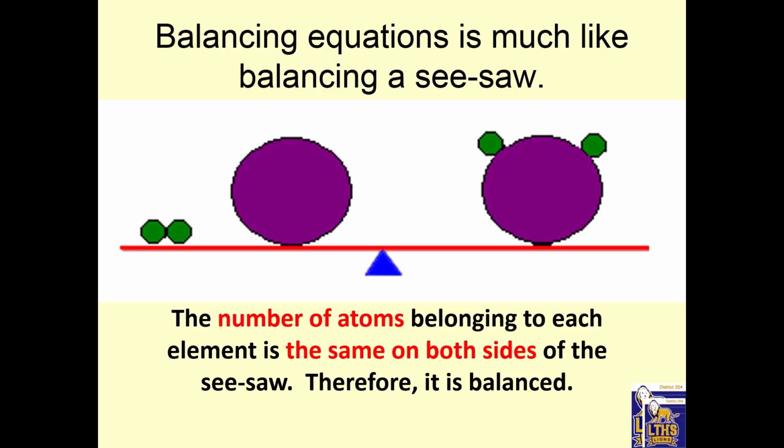Here's a visual of it. It's like a seesaw, right? We have a purple element and a green element going in, so a molecule and an atom, to form a new compound.